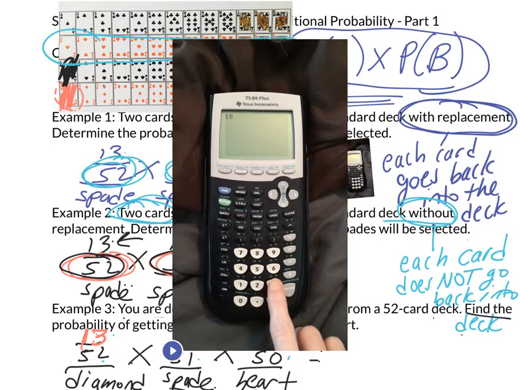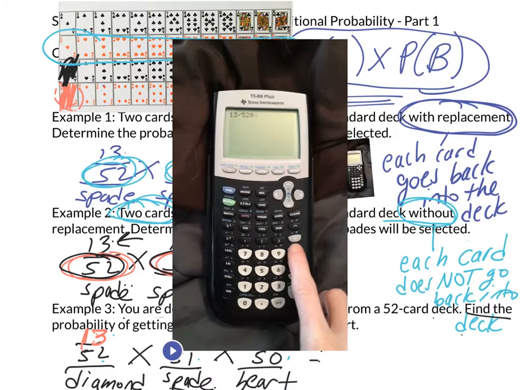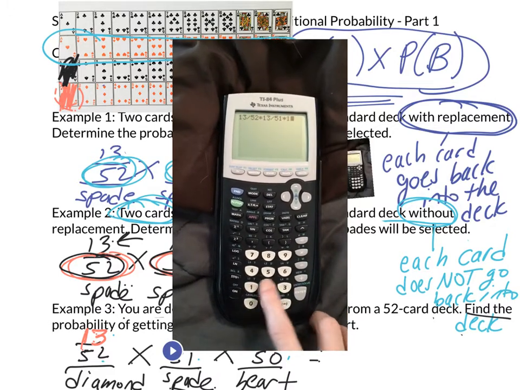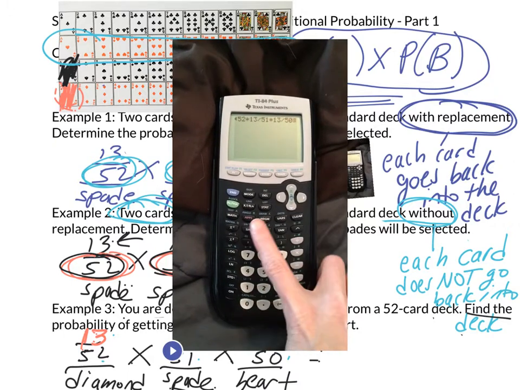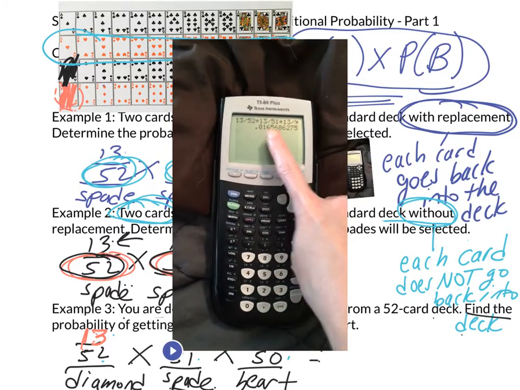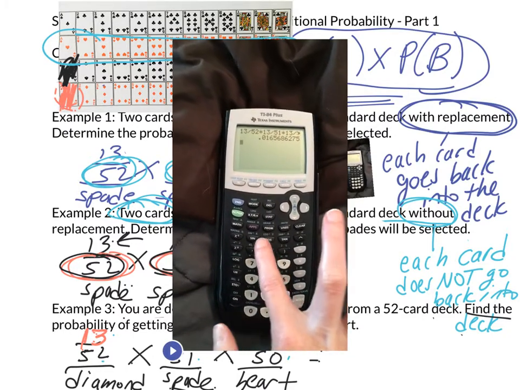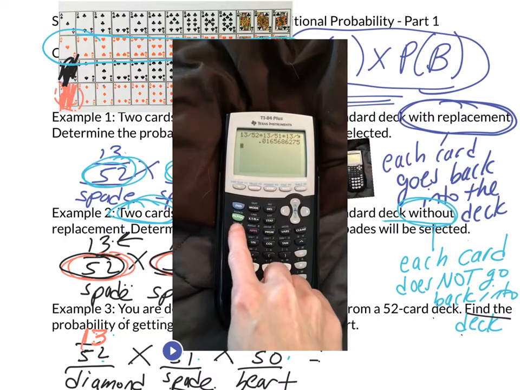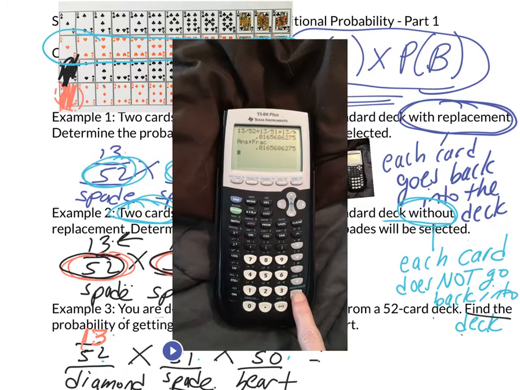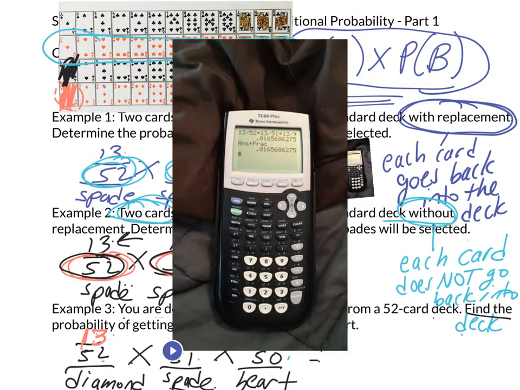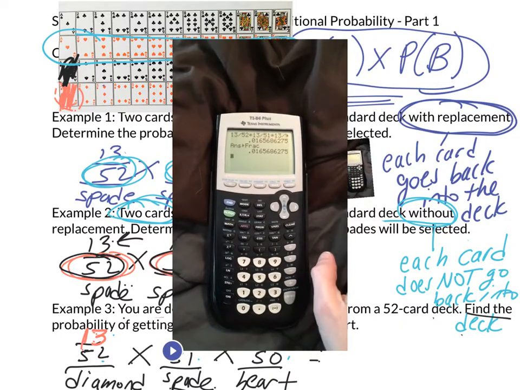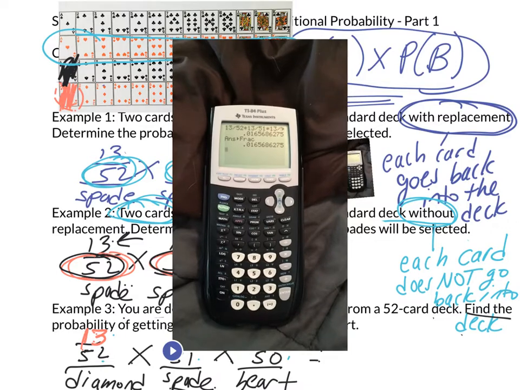Putting it in the calculator, so we had 13 divided by 52 times 13 divided by 51 times 13 divided by 50. Math button, frac, enter. Let's see if it's going to cooperate. We might have to reduce this or multiply it longhand. Math, frac, enter. See how it's just not giving us a fraction? So we are going to have to multiply this the old-fashioned way and see if it reduces.